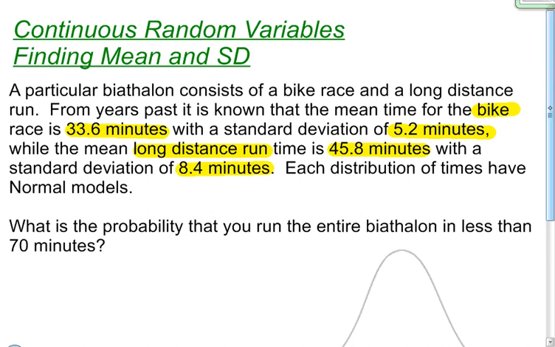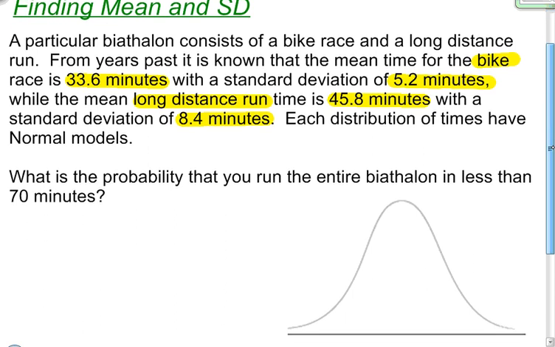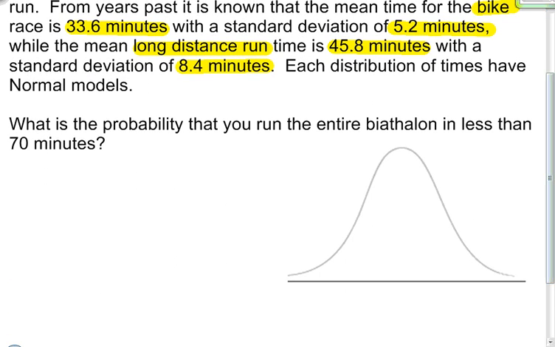When we're working with continuous random variables, or any random variables for that matter, and we are combining these two, we are actually adding them. So I'm taking the random variable for the bike race and I am adding it to the random variable for the run. So I'll just call them B and R respectively. To find the mean for the bike race plus the run, I just find the sum of their means. The mean of the sum is equal to the sum of the means.